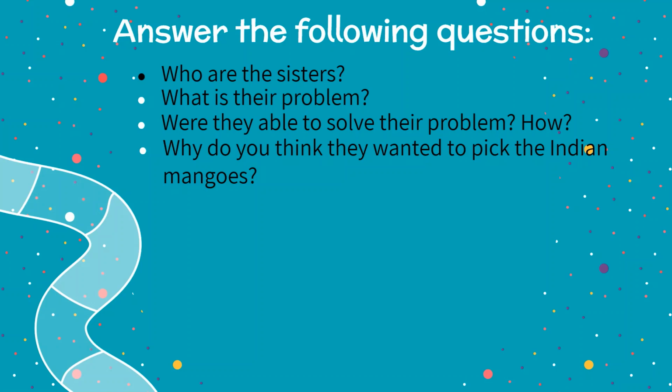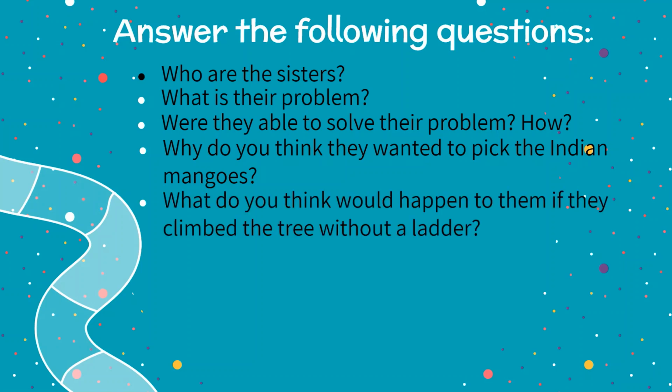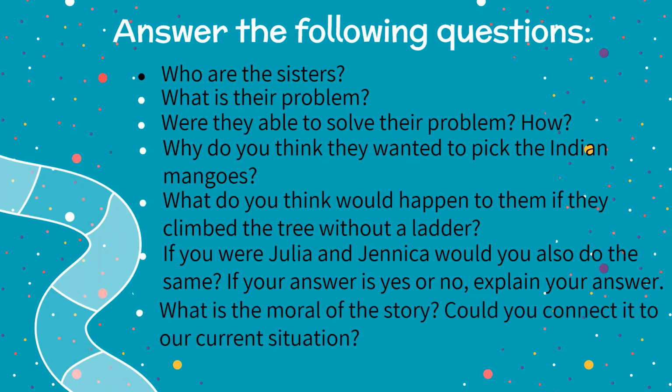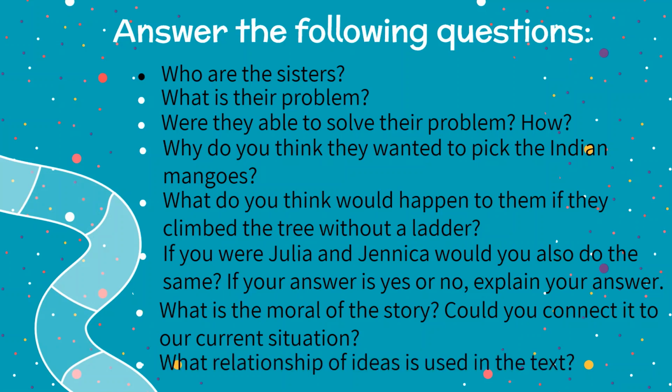Why do you think they wanted to pick the Indian mangoes? What do you think would happen to them if they climbed the tree without a ladder? If you were Julia and Jenica, would you also do the same? If your answer is yes or no, explain your answer. What is the moral of the story? Could you connect it to the current situation? What relationship of ideas is used in the text?